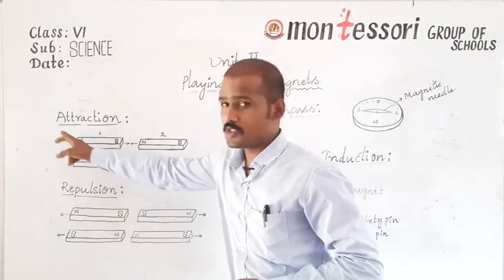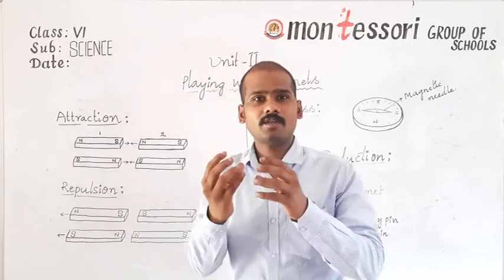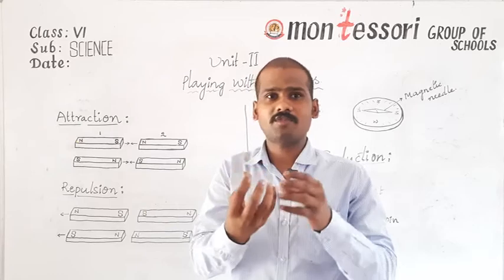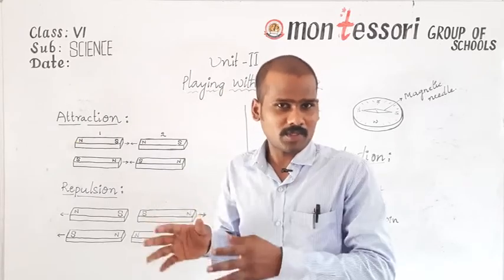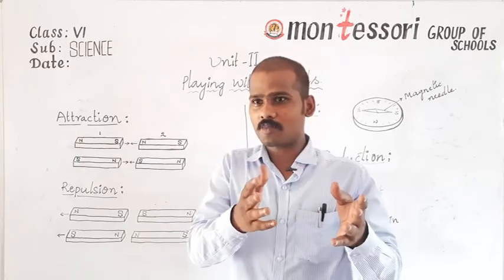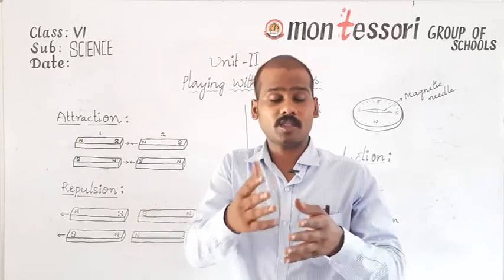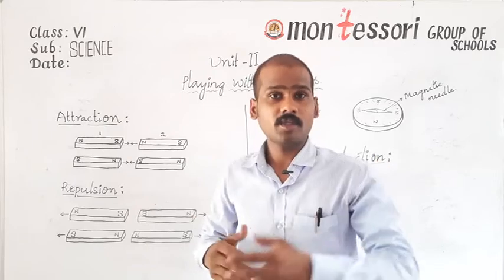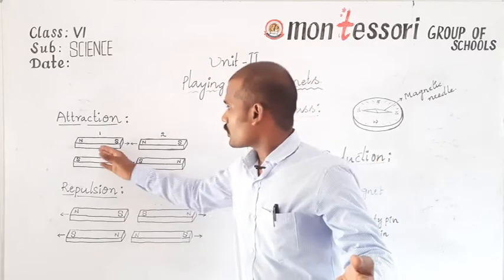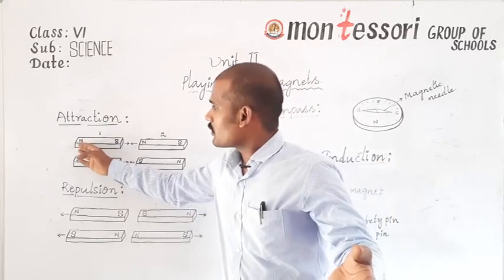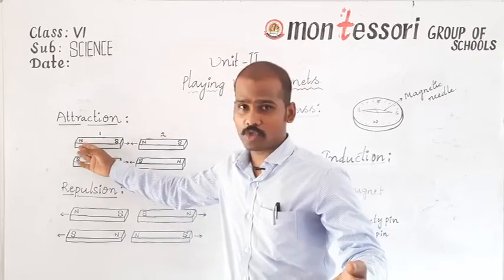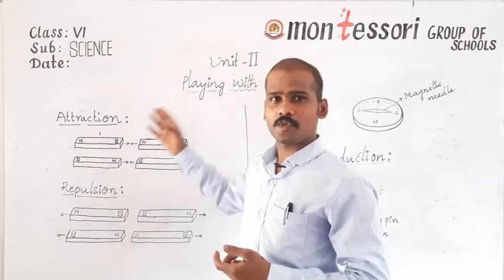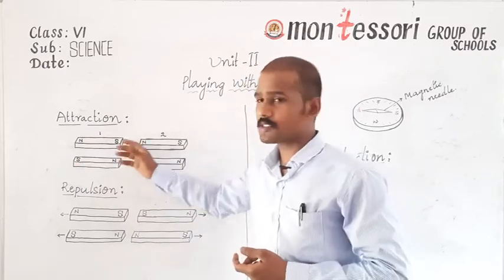Whenever we suspend a magnet freely in air, it will always come to rest in the north and south direction, right? That's what we have concluded after performing the previous experiment. So the end which shows the direction of north contains the north pole, and the end which shows the direction of south contains the south pole.